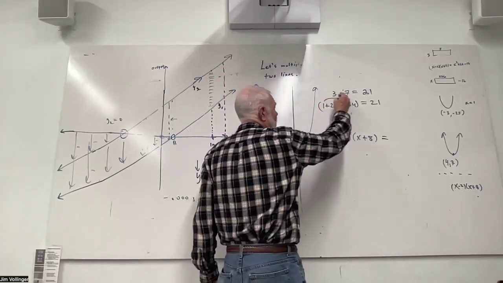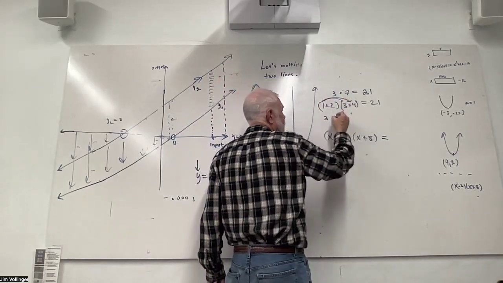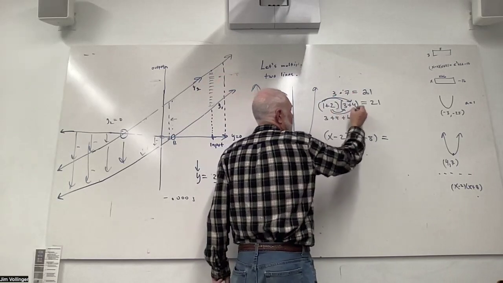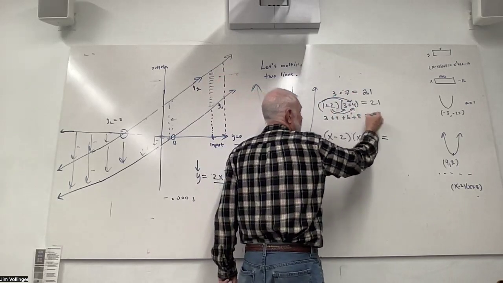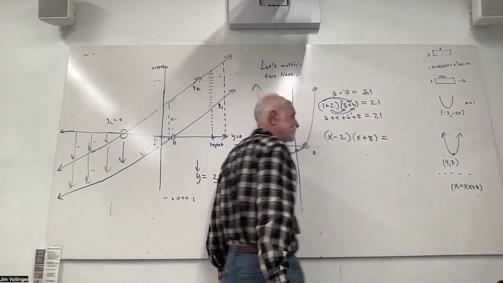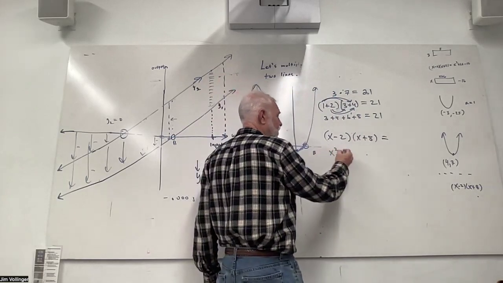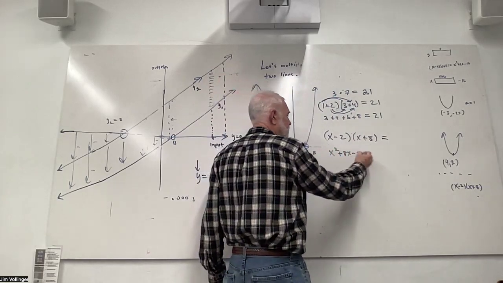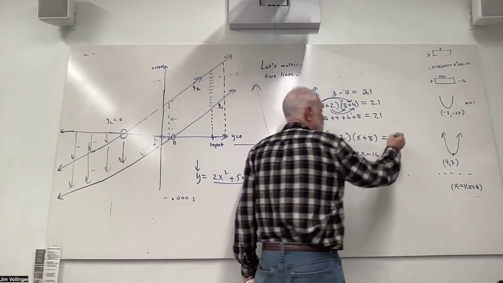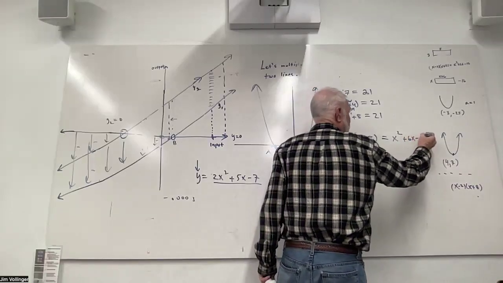I think I have 1 3. I think I have 1 4. I think I have 2 3s. And I think I have 2 4s. And I think 7 and 14 adds up to 21. So if you do that here, I think I have x squared plus 8x minus 2x minus 16. And those are like terms. So I think I have x squared plus 6x minus 16.